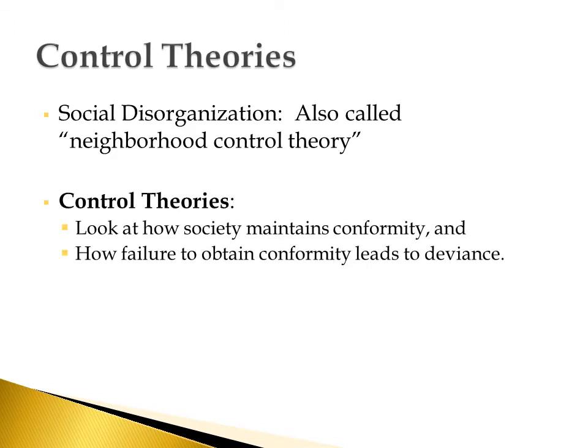Today, we're going to talk about theories at the individual level. Control theories talk about how different influences in society and in our personal relationships might constrain and conform us. In all control theories, what theorists are interested in is how society maintains conformity and how failure to obtain conformity leads to deviance. So the interesting question here isn't necessarily what causes someone to commit crime, but control theorists approach this from what controls and constrains so many people in society to not commit crime.